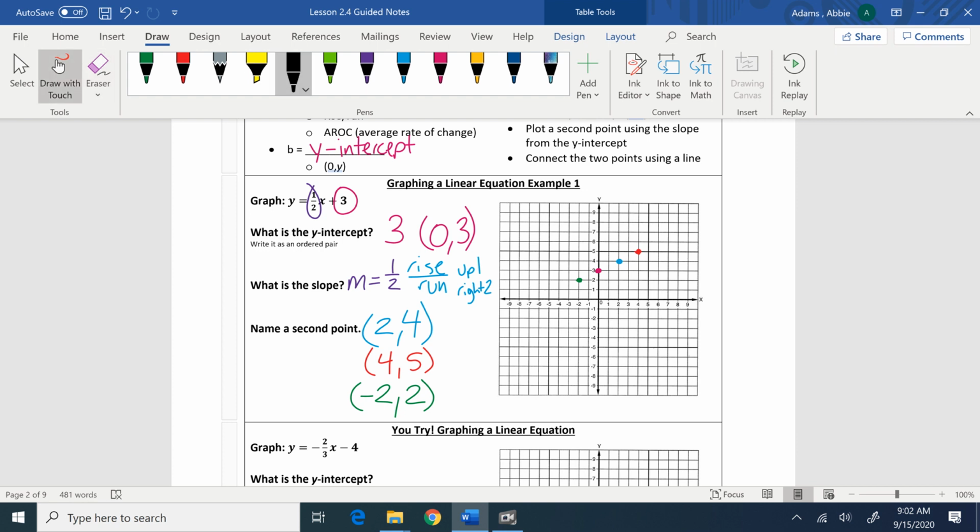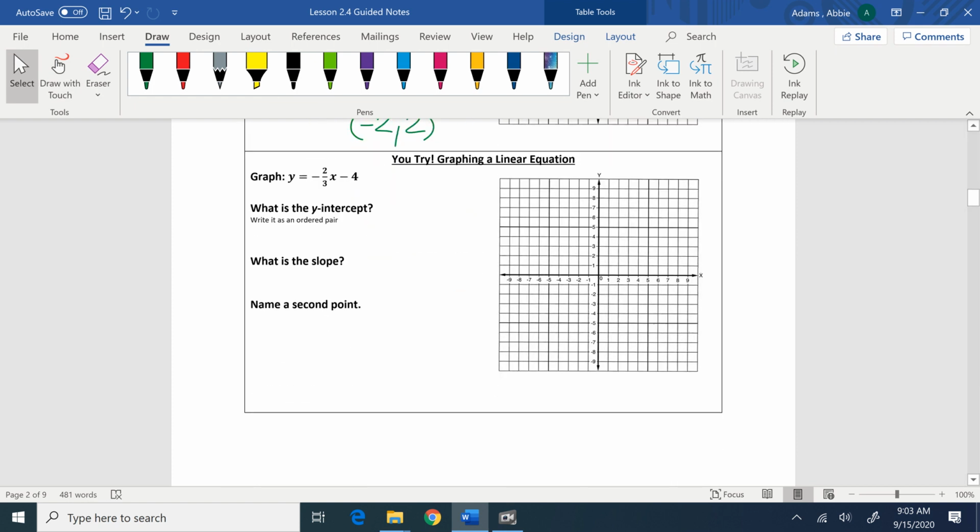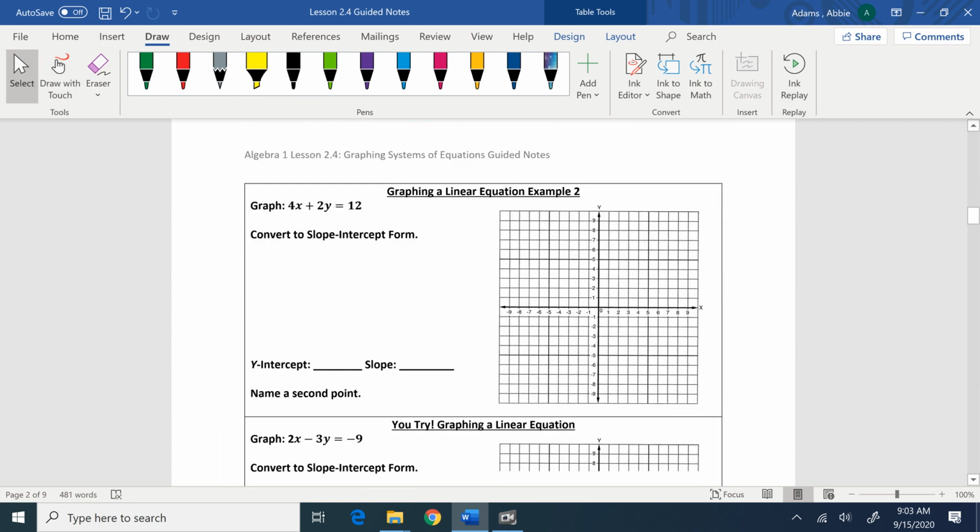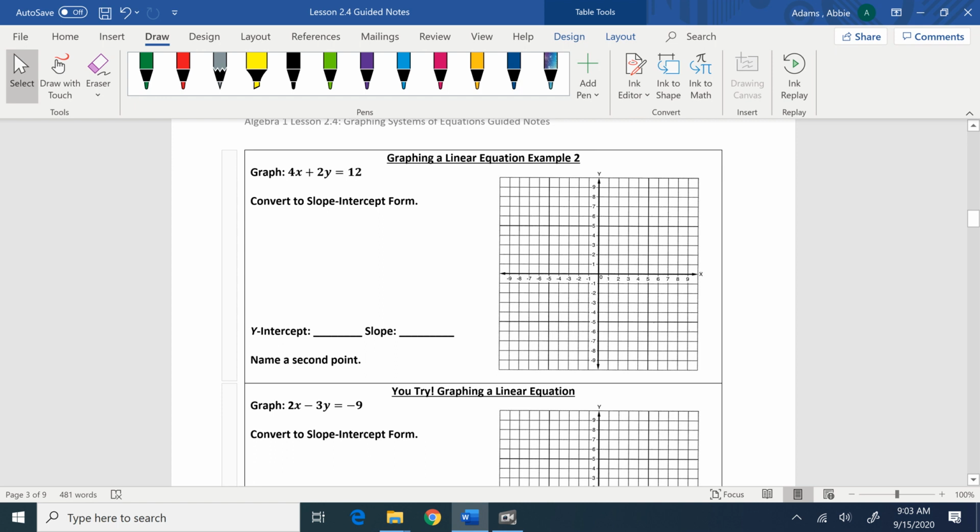So that's how we're going to graph the line y equals 1/2 x plus 3. I'll let you guys try the next one. So we're going to go on to our next example problem. So example 2. It says graph 4x plus 2y equals 12.